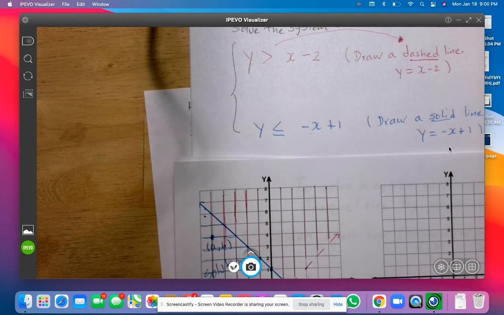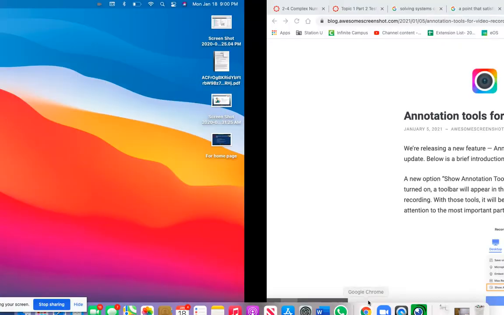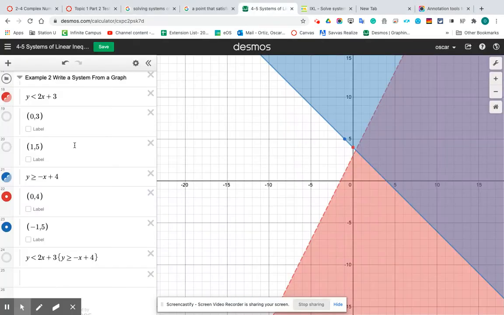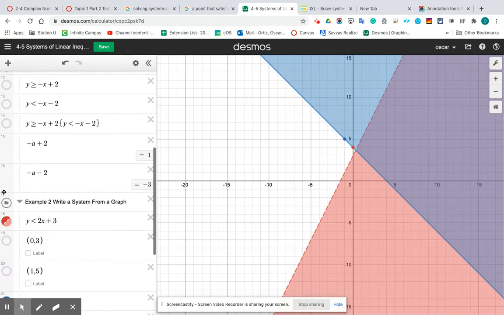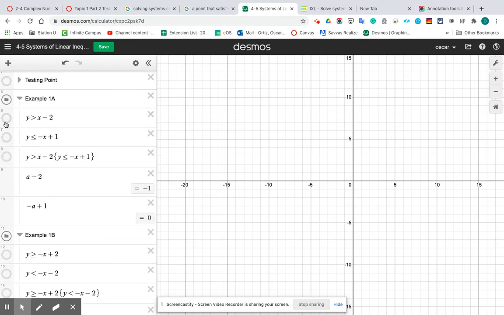Sometimes, by using Desmos, I did the same thing here. This is example 2, so let me get to example 1 now. So maybe I need to hide this for now and go back to example 1.